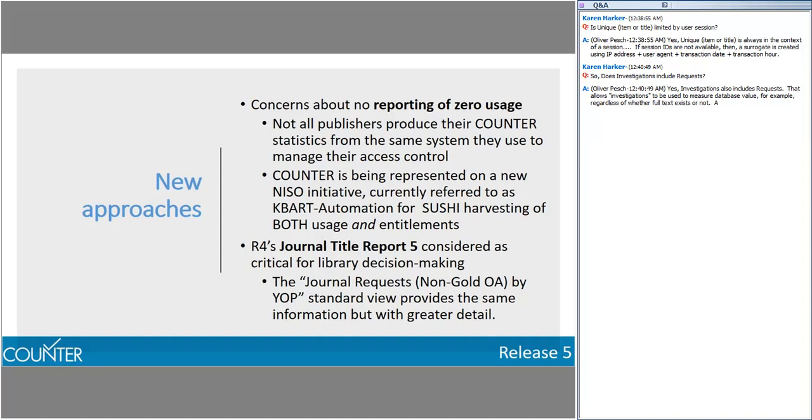Again, a lot of feedback, General Title Report 5. I know that's a very, very important report for decision making. But we believe that the journal requests by year of publication in the standard view provides the same information but with greater detail. So we really think that year of publication will enable you to do the same.